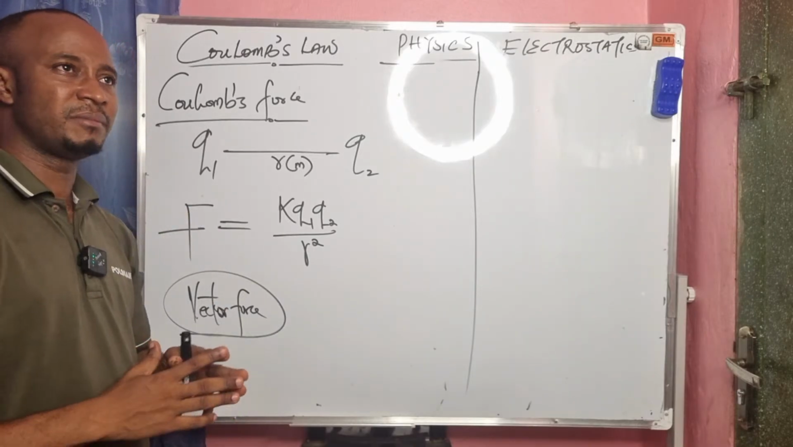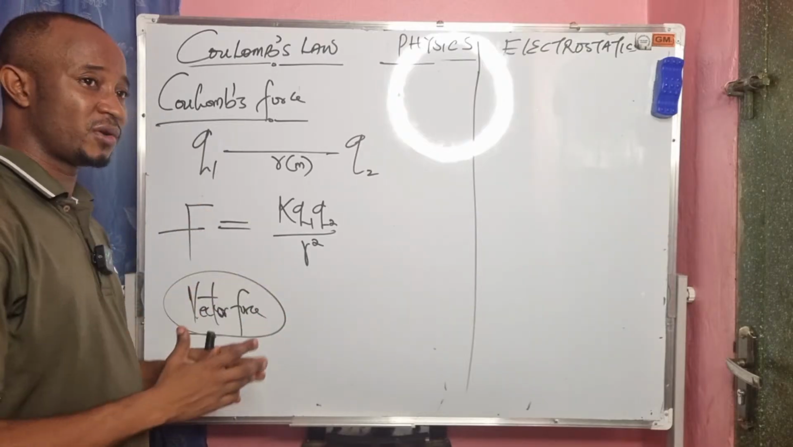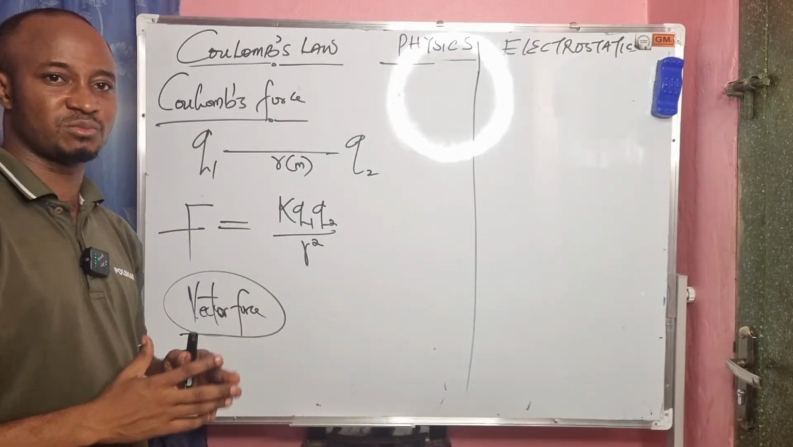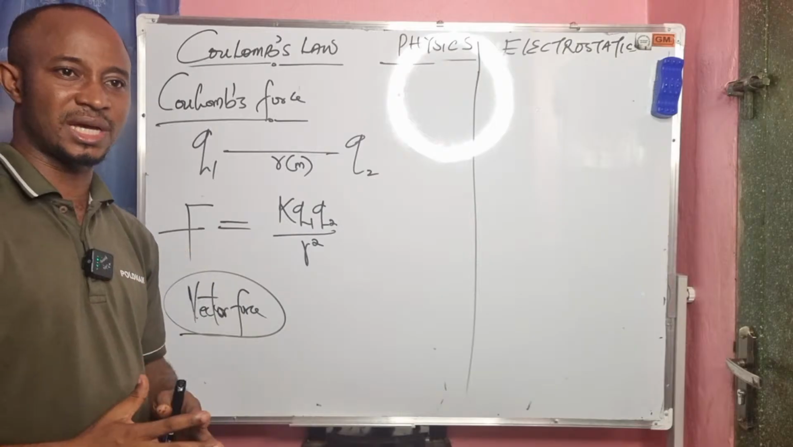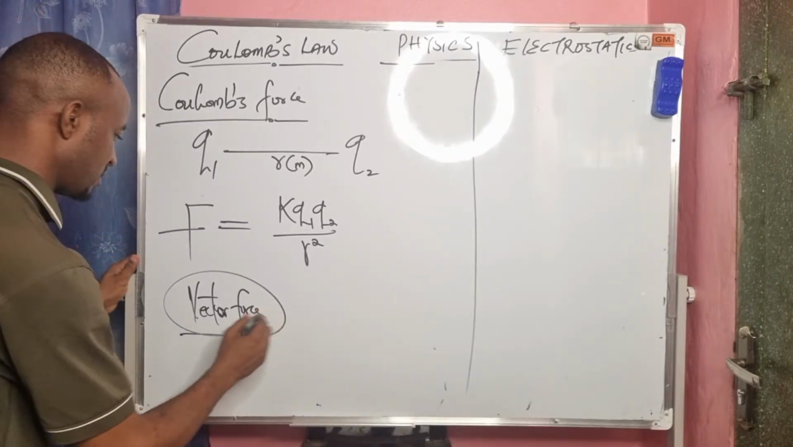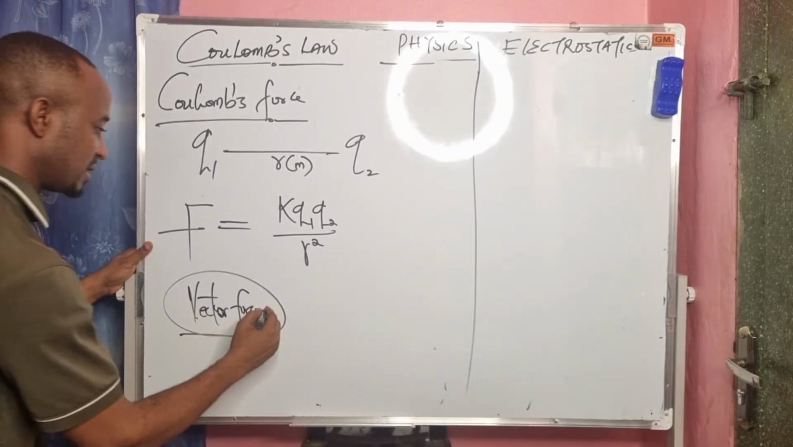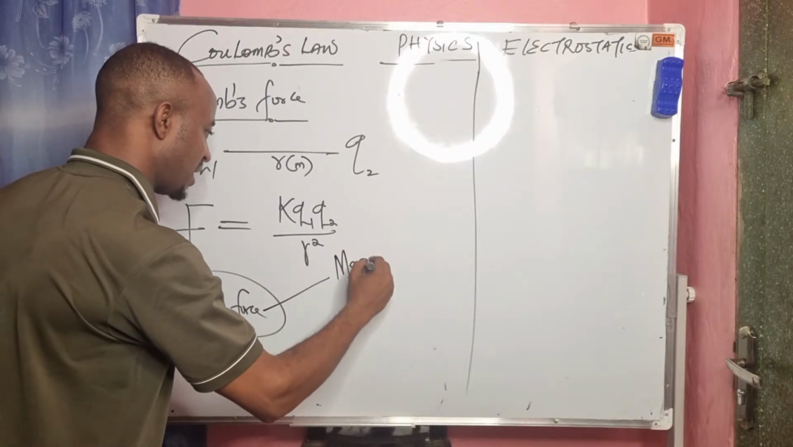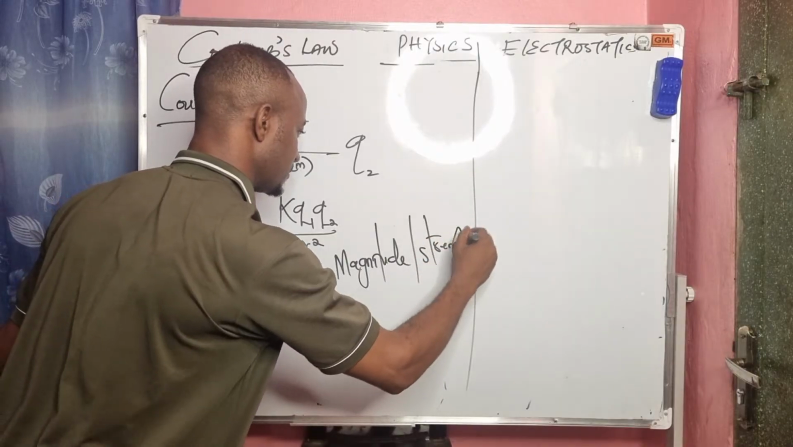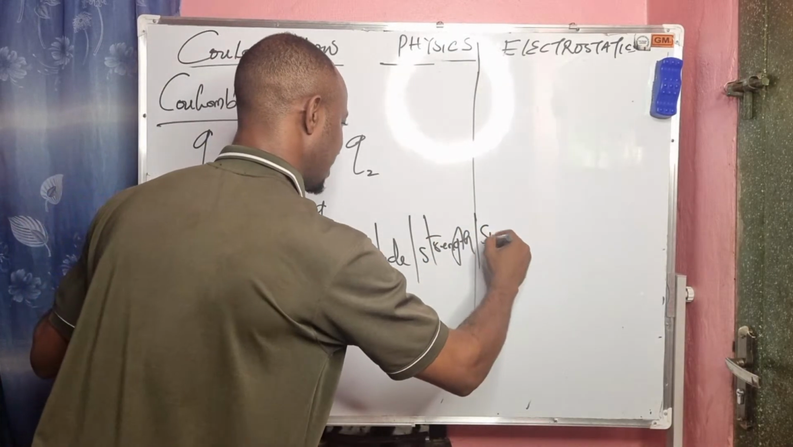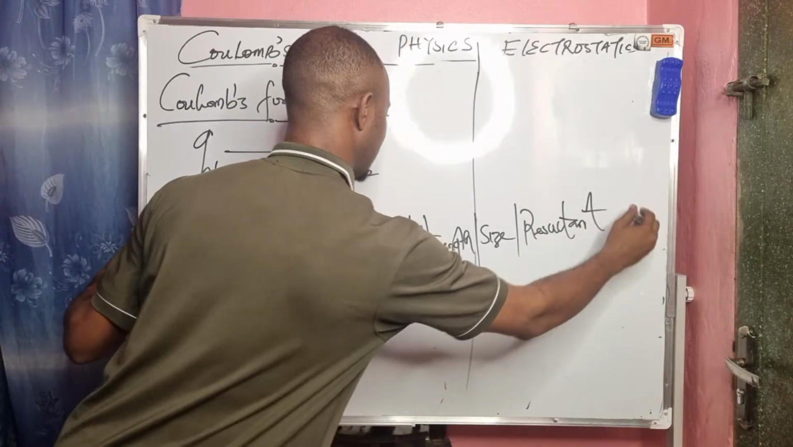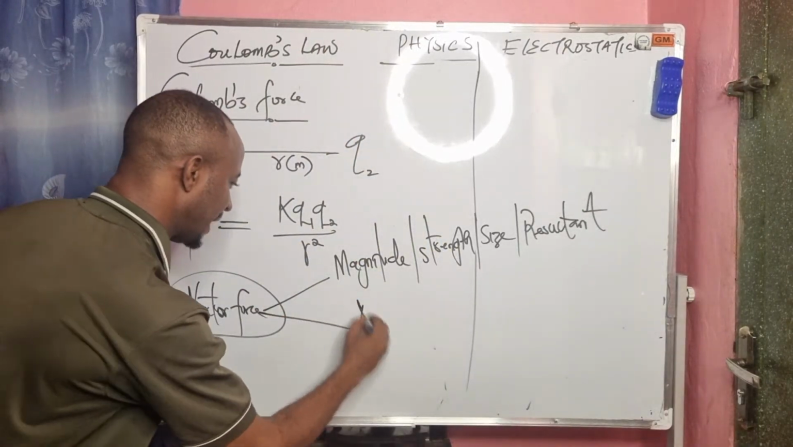Now, after knowing that Coulomb force measures the strength, since Coulomb force is a vector force, that means this force must have direction, because vectors are those quantities that have size and direction. A Coulomb force is a vector force that has magnitude, which represents the strength, or the size, or the resultant. Then it also has what we call direction.